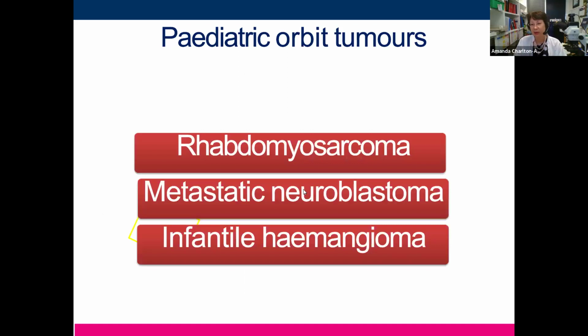Rhabdo, metastatic neuroblastoma, and everybody typed in malignant things. Tumours can be benign or malignant. Tumour just means space occupying mass, doesn't it? Mass, tumour. Infantile hemangioma. So that is a tumour.